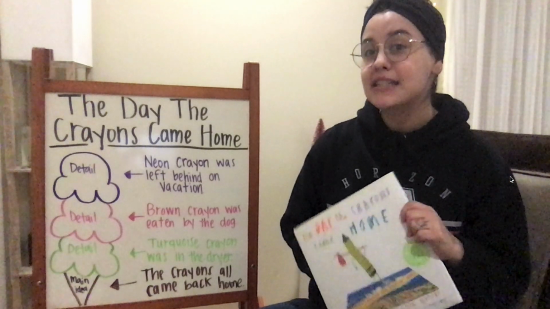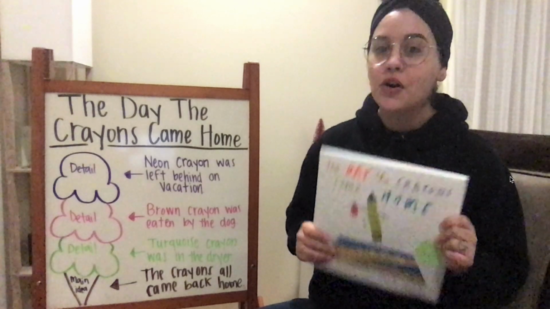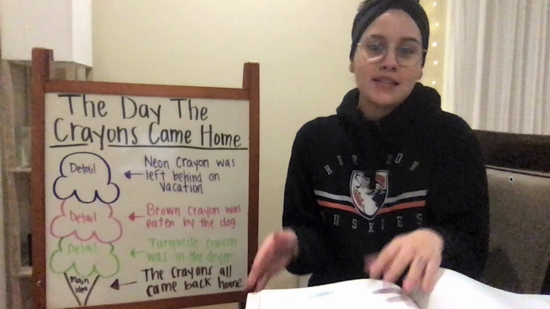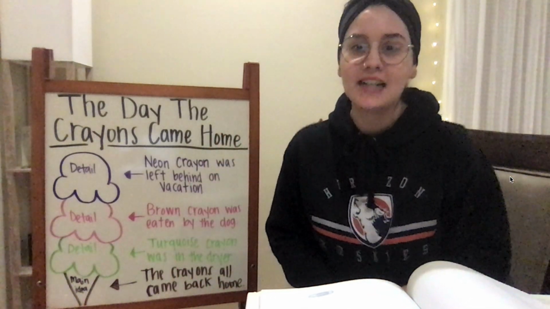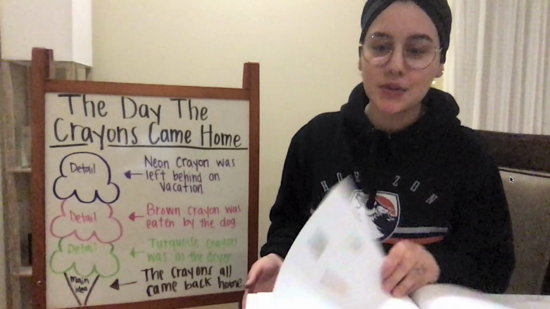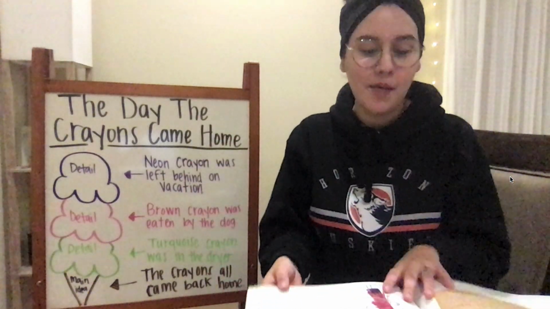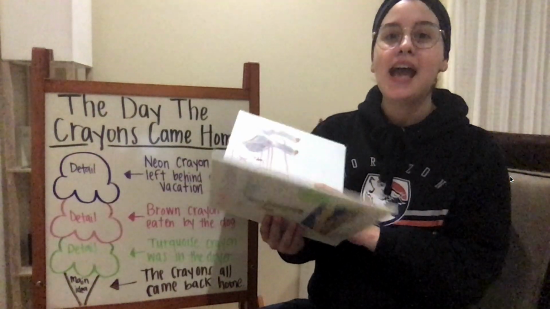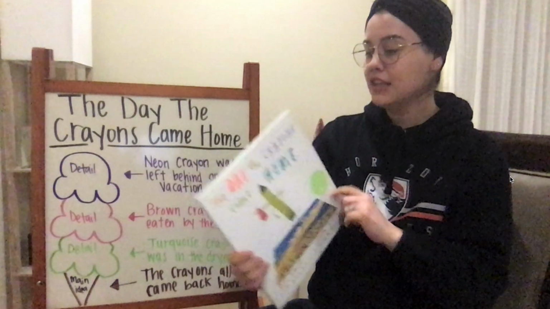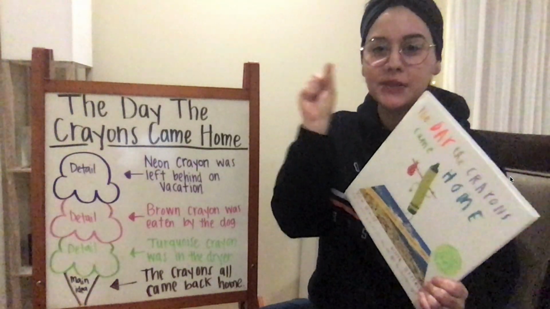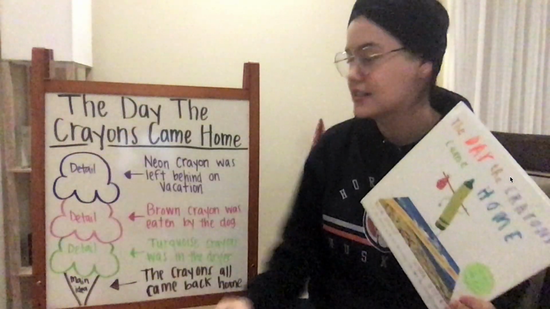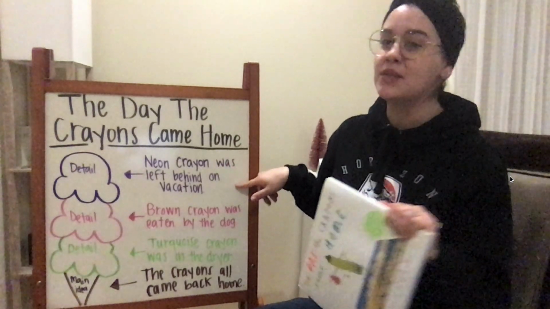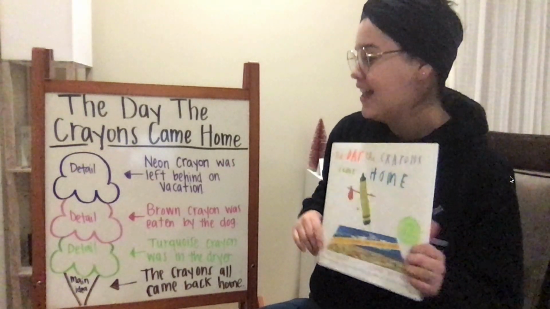Now, what are 3 details that happened in the story? Well, let's take a look. There's a lot of little things that happened along the way. The crayons didn't just appear home, right? The crayons didn't just pop back up in Duncan's room. A bunch of little things happened along the way. So we can keep looking at the little tiny things that happened. And as I flipped through the book to figure out what the details were and what little things happened all the way until the crayons came home, I realized that one detail was that the neon crayon was left behind on vacation.